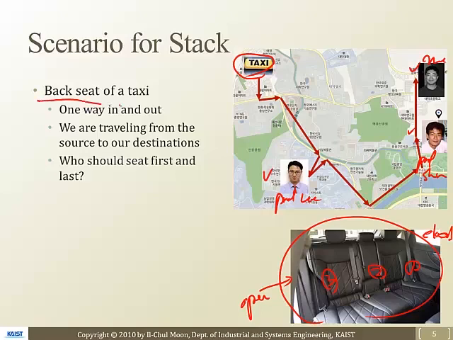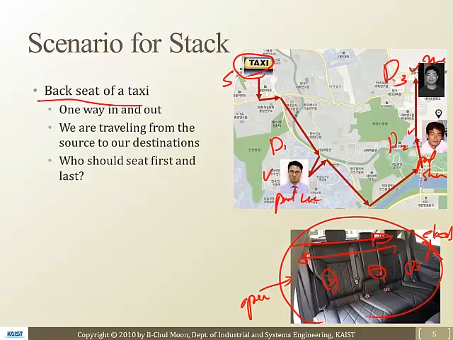And then who should sit and how and where, and that's the problem. So the backseat of the taxi is just one way in and one way out, and it's blocked here, closed. And we are traveling from the source to the destination. This is the source, and this is destination 1, destination 2, and destination 3. And who should sit first and last?